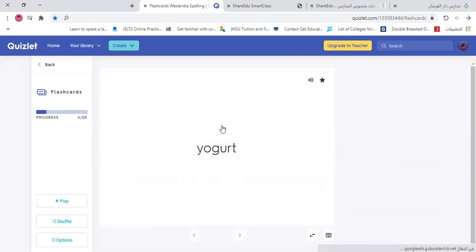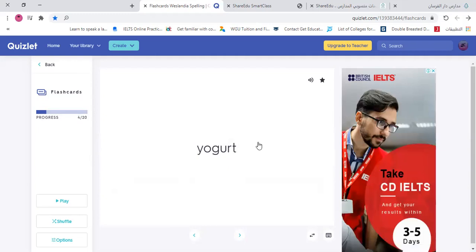Okay, and then we have yogurt. What does yogurt mean, before we see the picture? Hi, Tala. I know. It's the one that you eat. Tala. Yes. What does yogurt mean, sweetie? It's like something you eat.